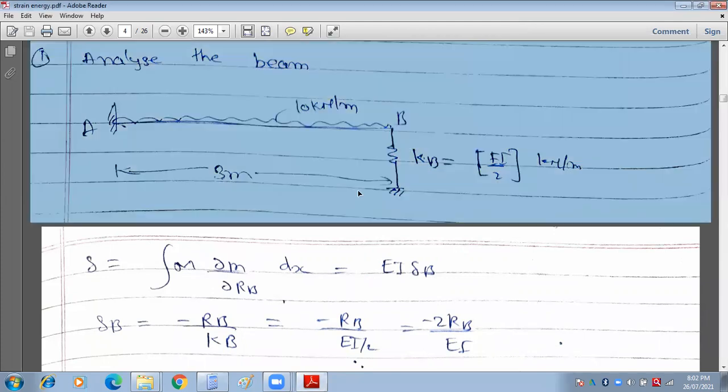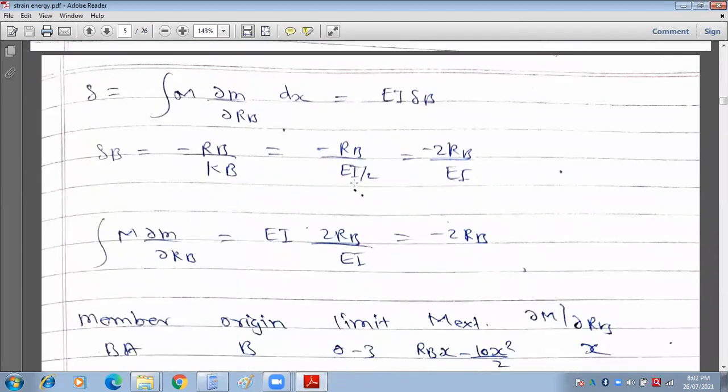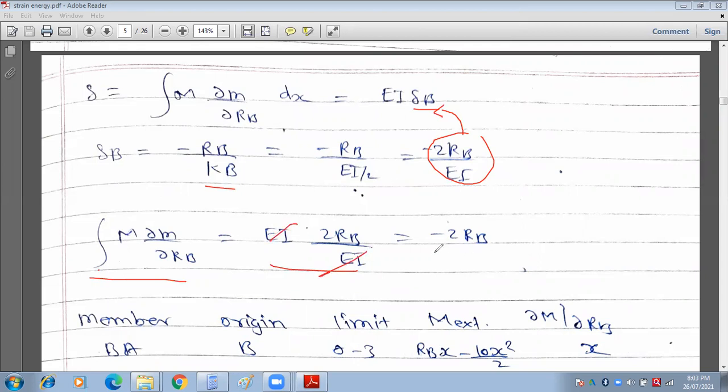It must be equated. Now for our simplification, as we know, the deflection of the spring is given by the reaction divided by the stiffness, and stiffness is nothing but EI upon 2, and the value is, now put this value in the above equation. Now in equating these two terms, EI gets cancelled, and the remaining term is only minus 2 Rb.